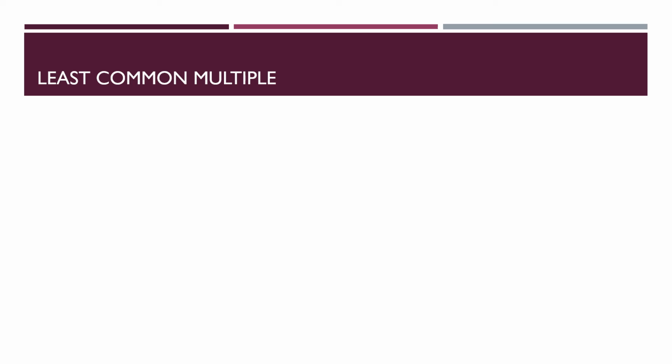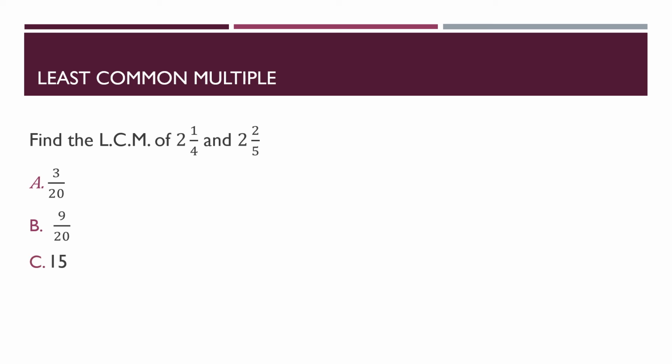For this last one, we are looking at the least common multiple of fractions. We have our options here. How do we find the least common multiple of fractions? Let's go. We are going to look at the solution on how to find the least common multiple of fractions. So I have 2 fractions here, 2 and 1/4 and 2 and 2/5. So let me tell you how.